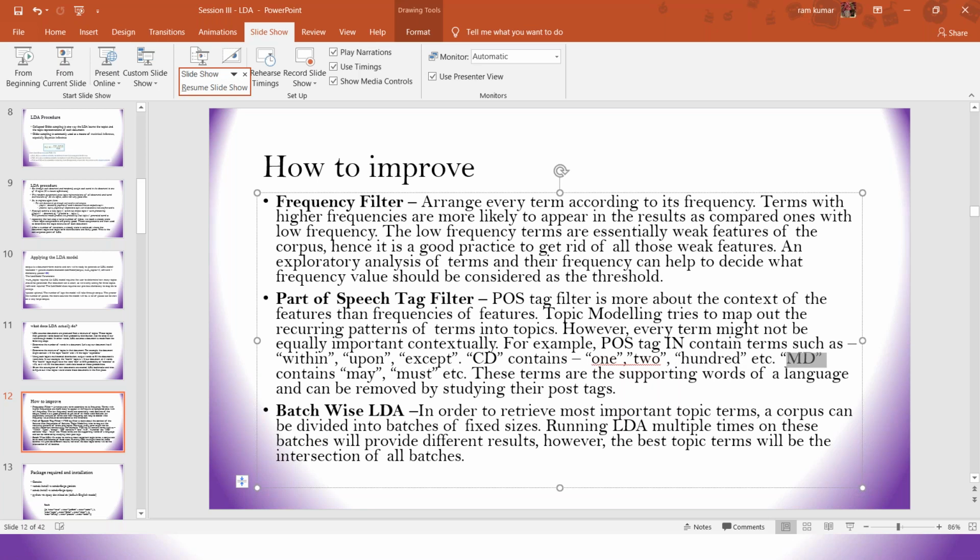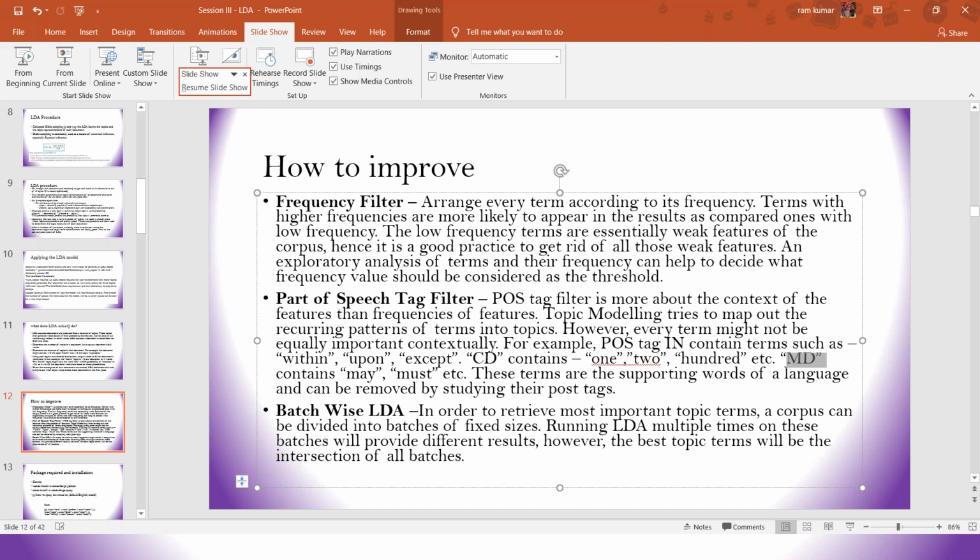Then you can use these parts of speech tag filters also, when you do not want to have cardinal numbers, determiners, prepositions, or modals like may or must. You can eliminate those sets of words out of the corpus. So this is also one of the methods of improving the LDA model before applying it or before choosing K. And the last process, which I told you about yesterday itself, is batch-wise LDA.